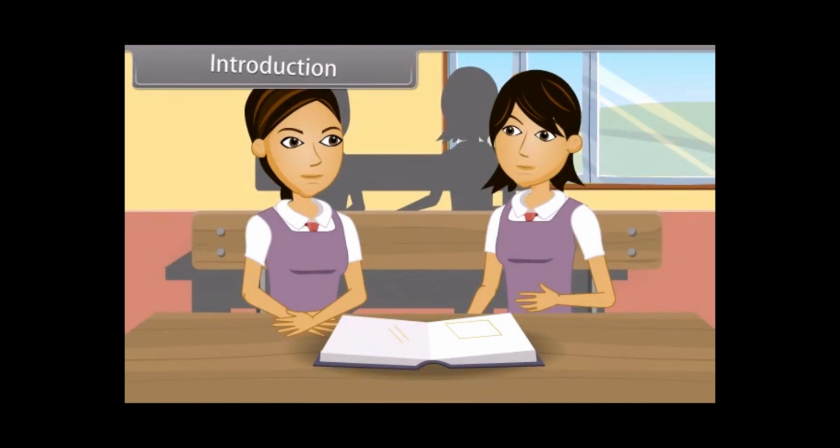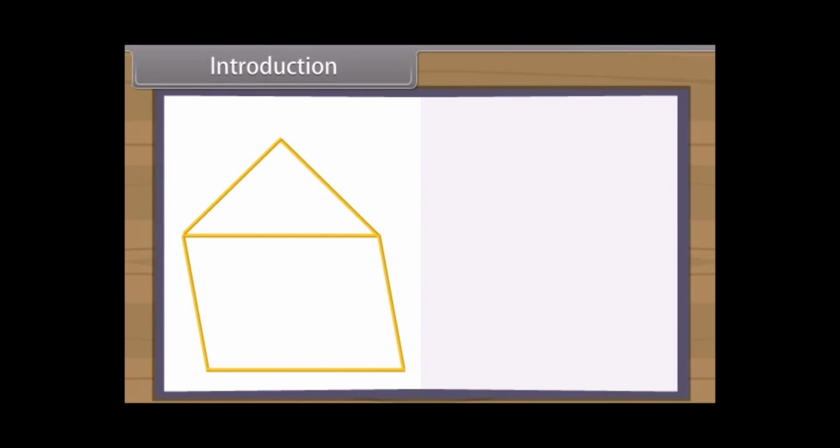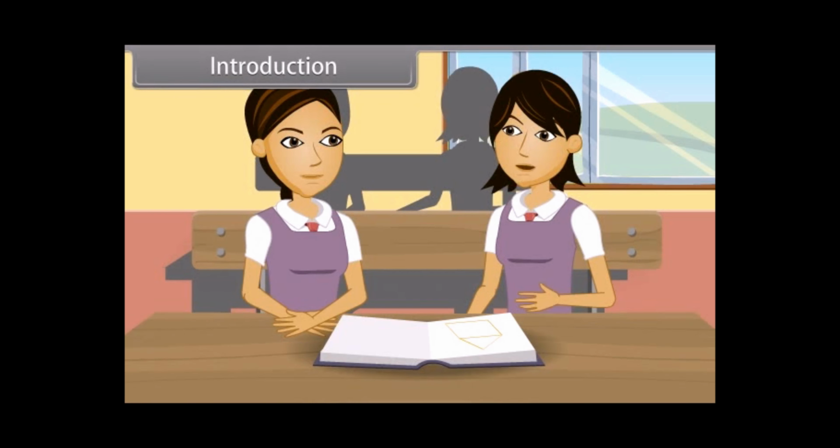Introduction. Hey Priya, what are you doing with these sticks? I'm making different shapes using these sticks. See, I have made a parallelogram. This is good. Can you now make a triangle? I can make, but I'm left with only 2 sticks now. No problem, you can still make a triangle. But how? Give me the sticks. See, now both the shapes have the same base. This was so easy. Come, I will tell you more about such figures.